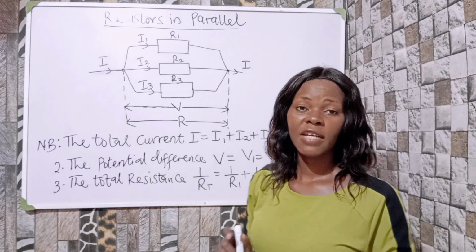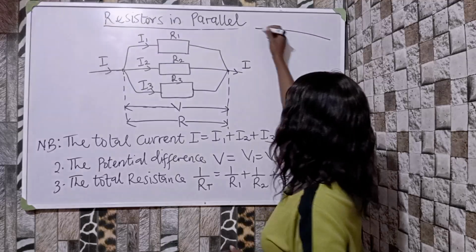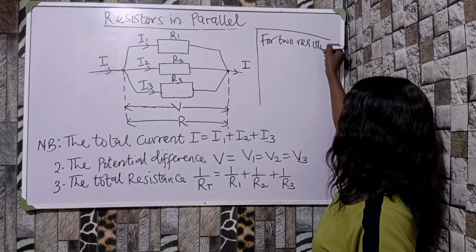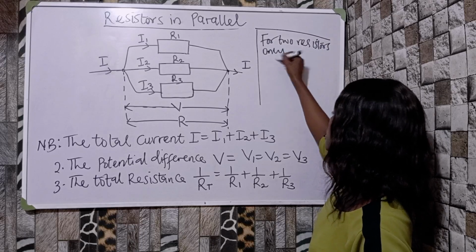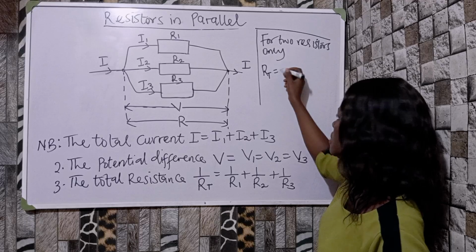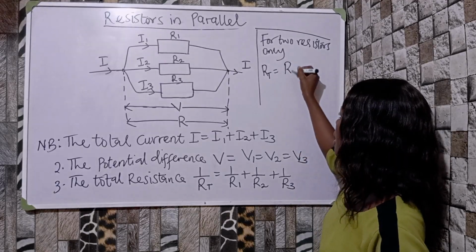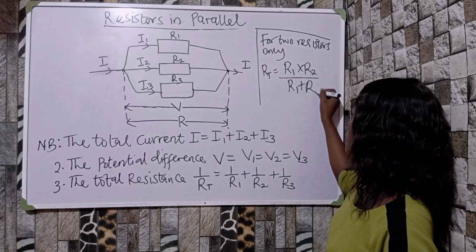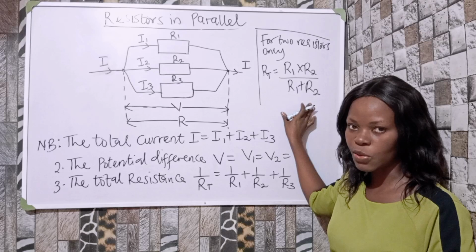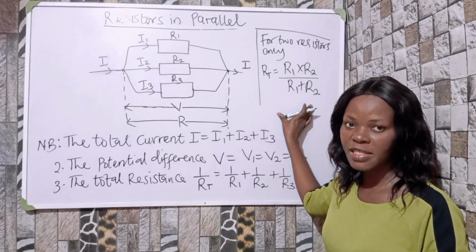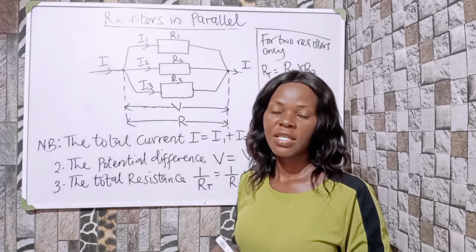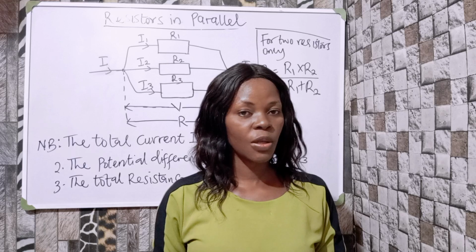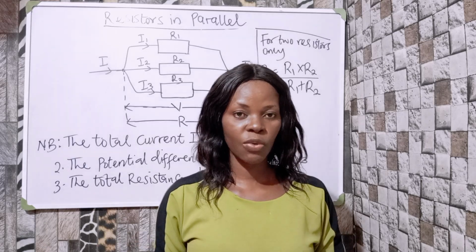Then you must note that for two resistors only, I will have a short method to solve it: R total equals R1 times R2 all over R1 plus R2. That is only if you have just two resistors. You can use this short method to solve for the effective resistance. Is that okay? Alright, so let us look at some examples of how we can apply current, Ohm's law and resistors together to see what we have.